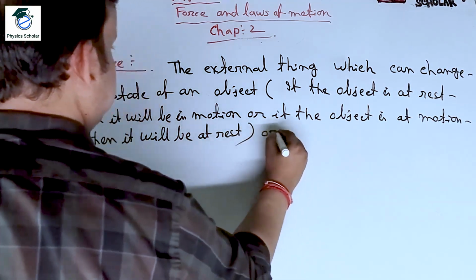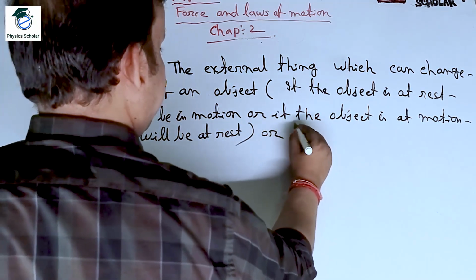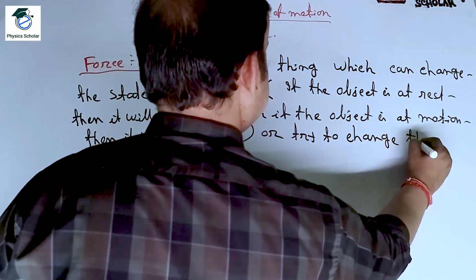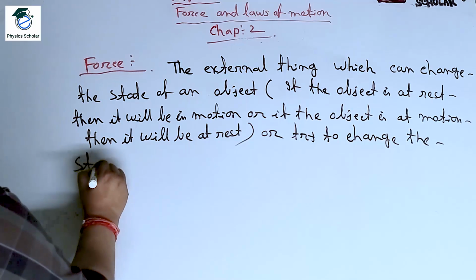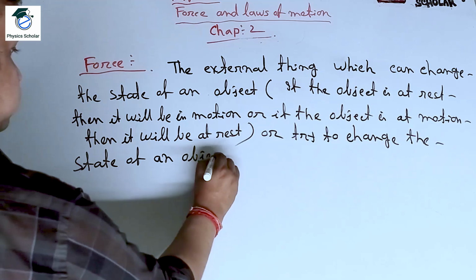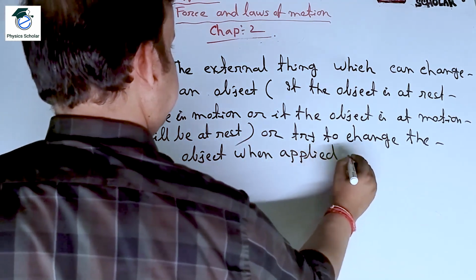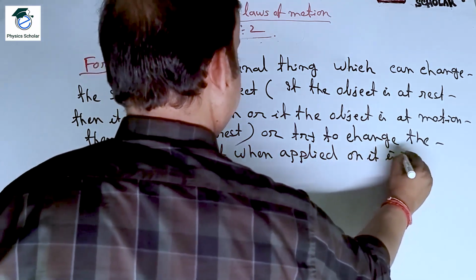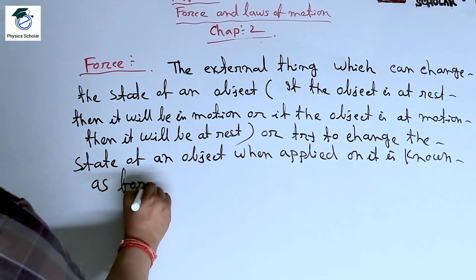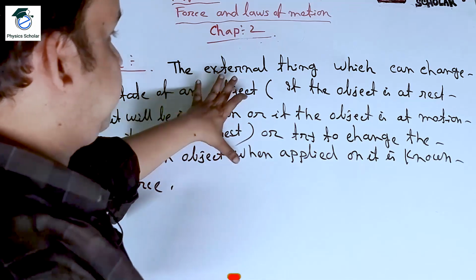Or, the external thing which can change the state of an object, or try to change the state of an object when applied on it, is known as force. Clear? Is known as force. So that is the exact definition of force.